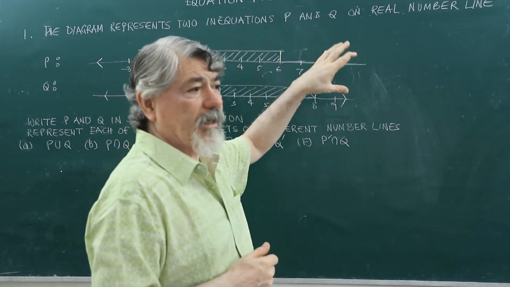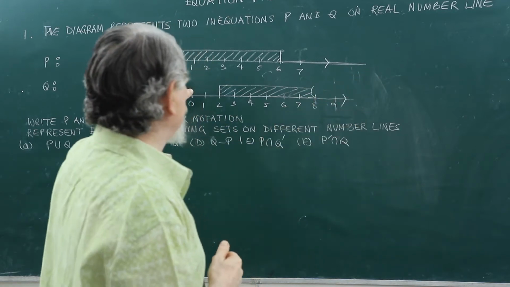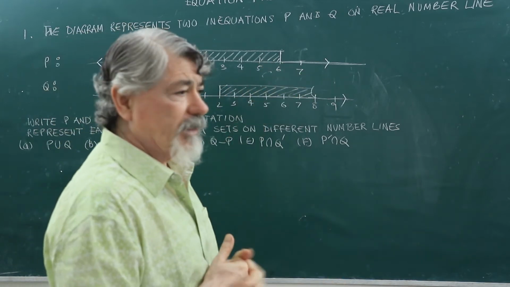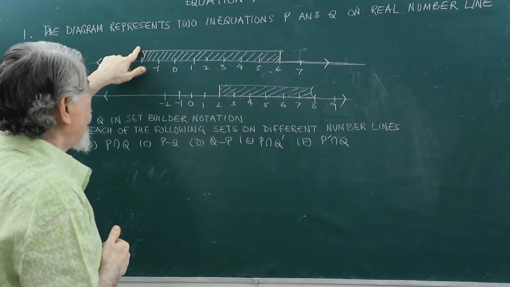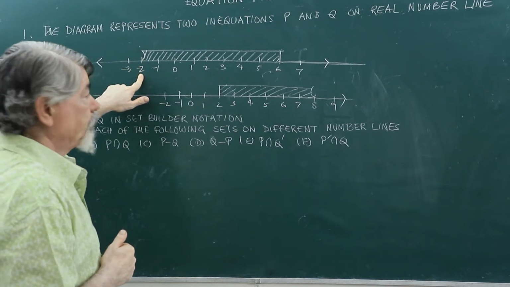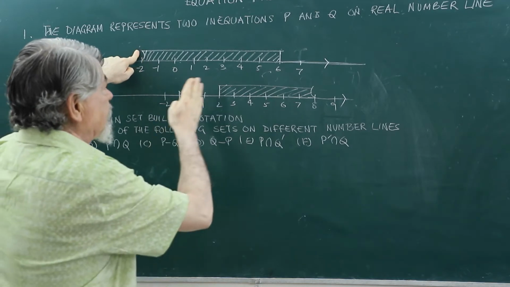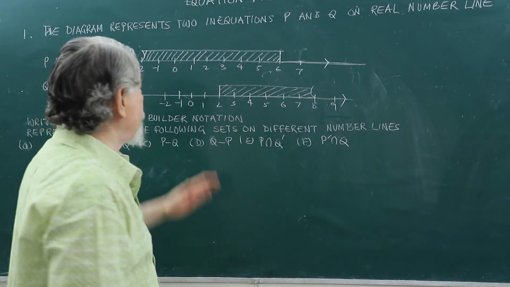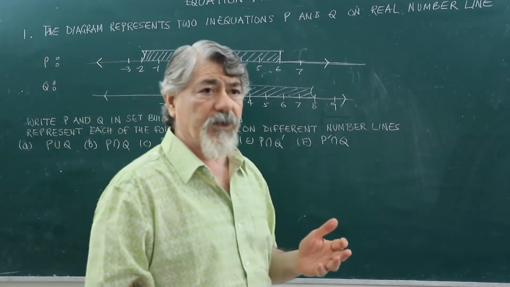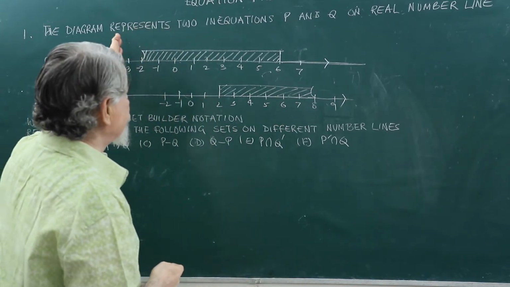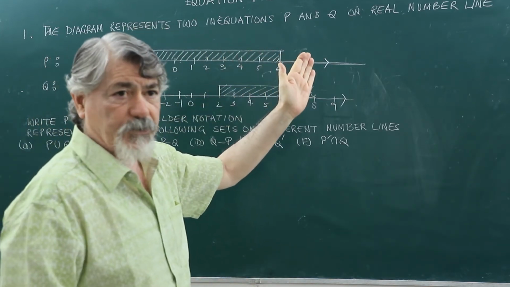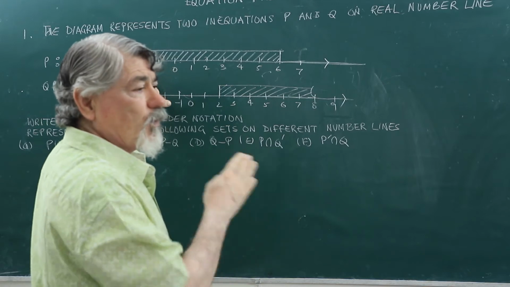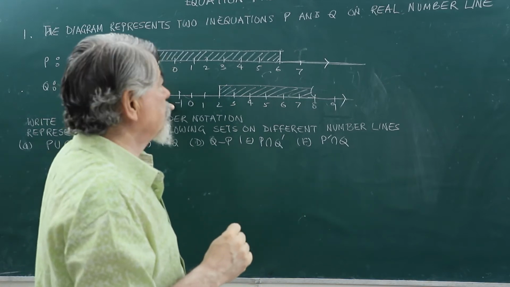First, I want to check the set P. Just look at the set P. It is a set of real numbers, because this kind of representation is only for sets of real numbers. When we move to the right on the number line, we are getting greater numbers. When we are moving to the left, we are getting smaller numbers. Because the curve is in a direction towards the greater value, x is greater than minus 2. All the values which are greater than minus 2.